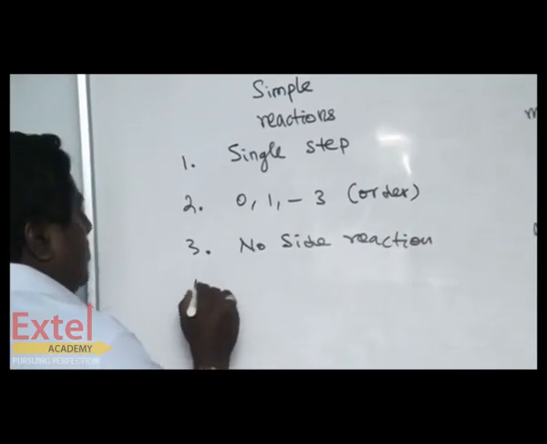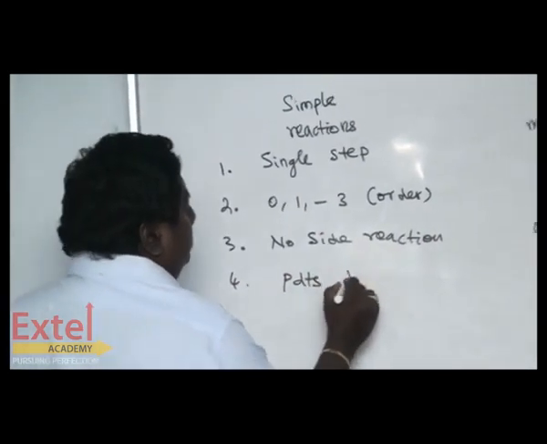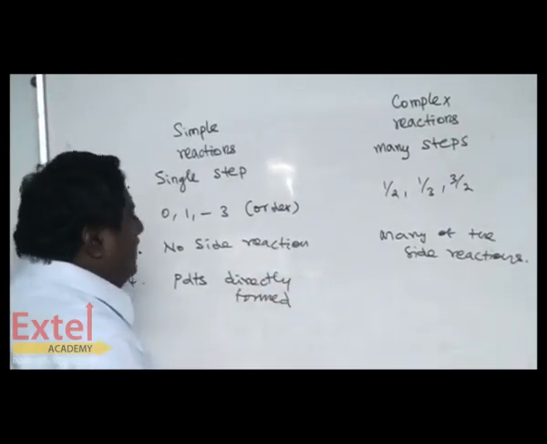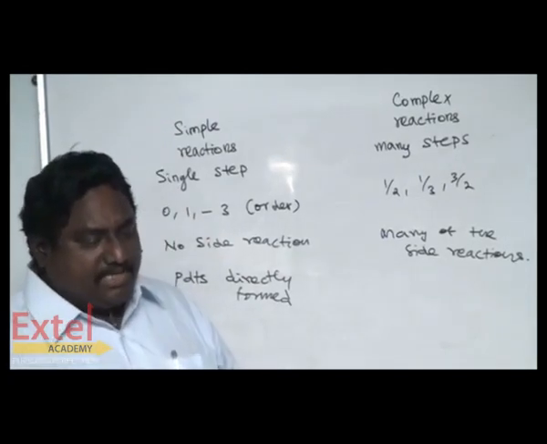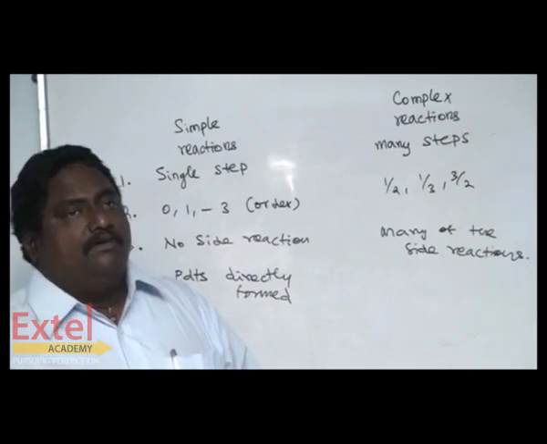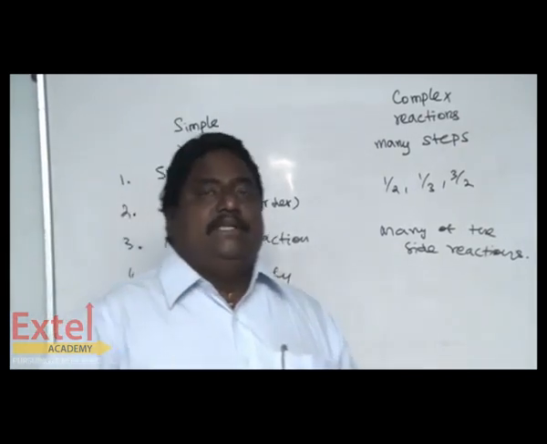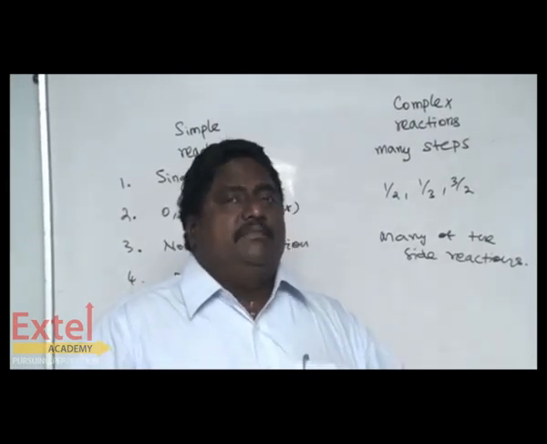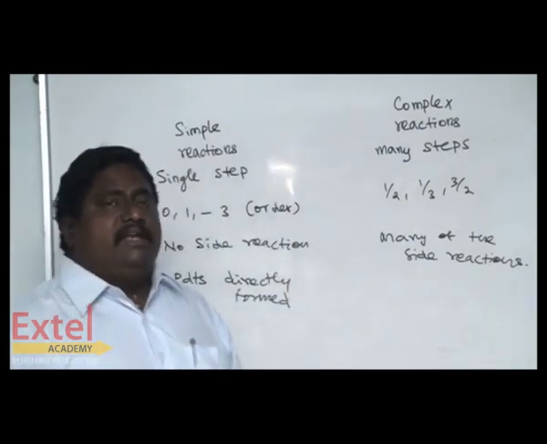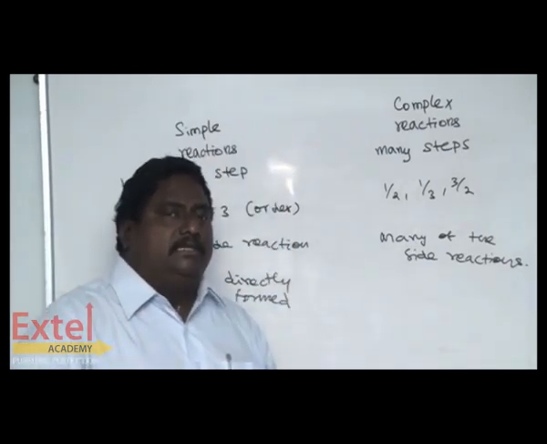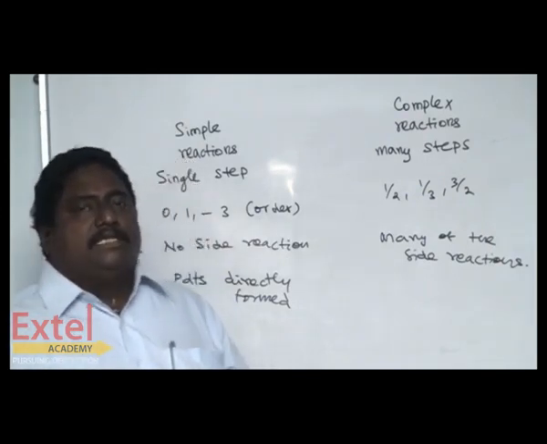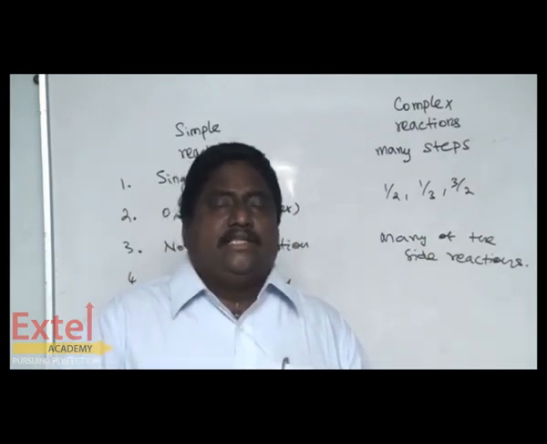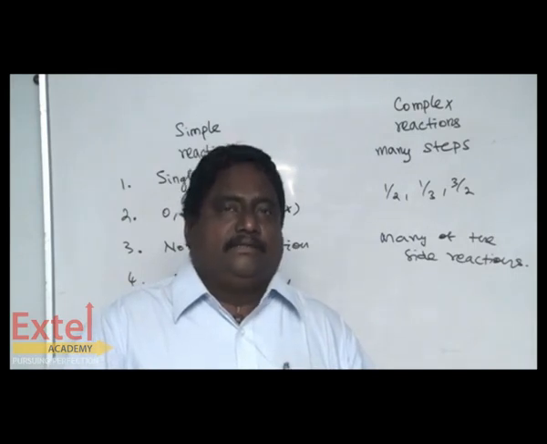Here, products are directly formed. The products are directly formed in simple reaction. But in complex reaction, the reactant forms one particular stage called an intermediate or transition state. Then the transition state breaks to form product. Between reactant and product, one particular stage is reached, which is called transition state or intermediate. Either the transition state or intermediate breaks to form the product.